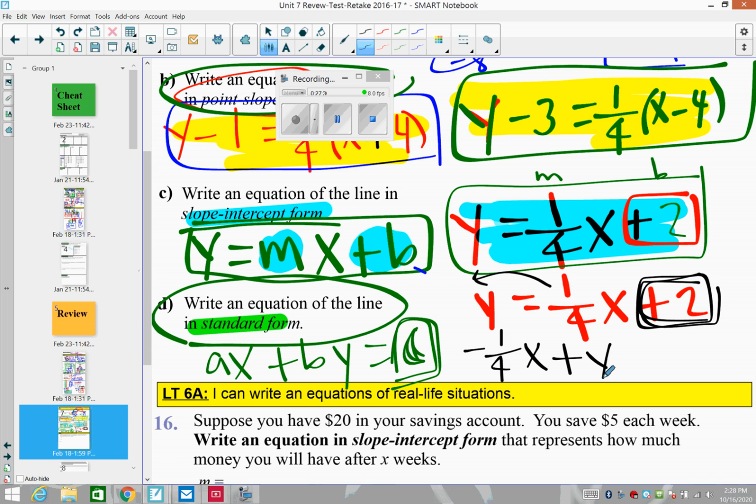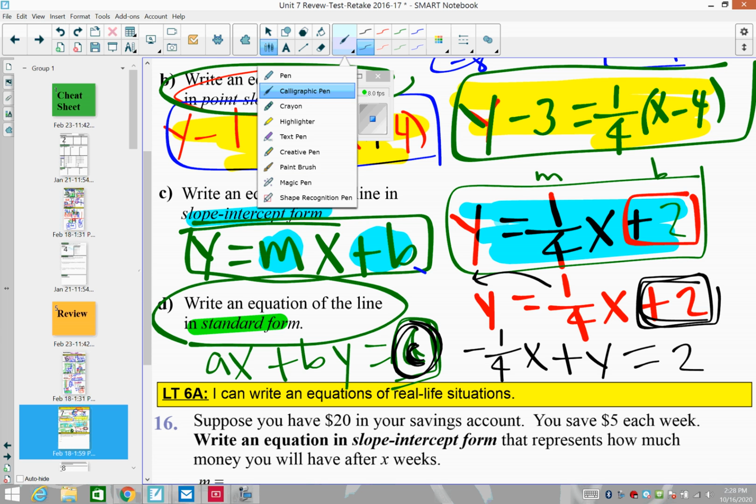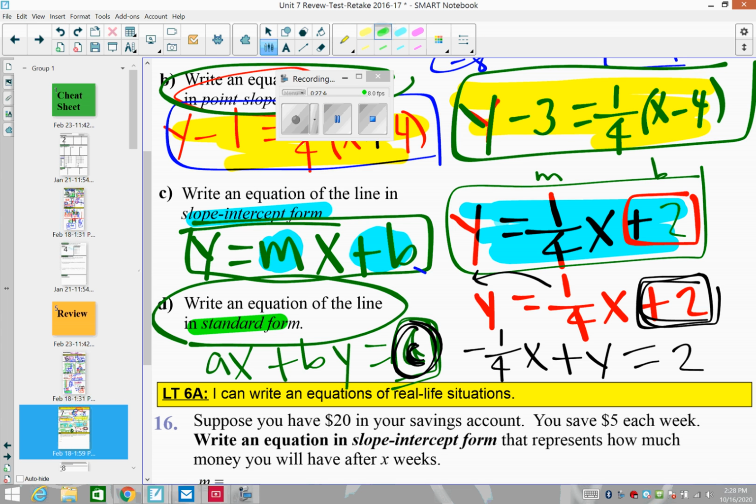So that becomes negative now, 1/4 x plus the y that was over there equals, and the only thing left on the right is 2, which is what our goal was, that we were solving for the constant without a variable. So this final one in green highlight is in standard form. So those are the 3 forms in yellow, blue, and green that you need to know for this unit.